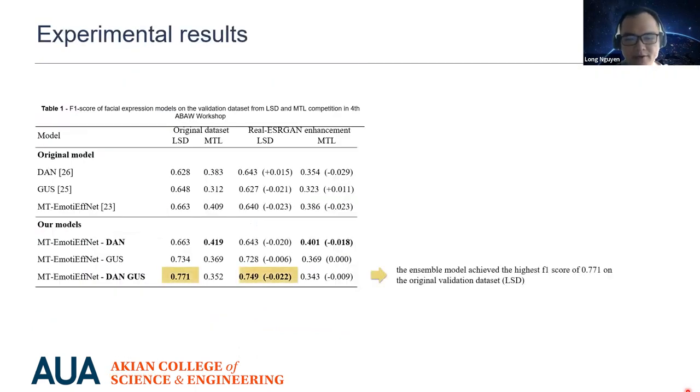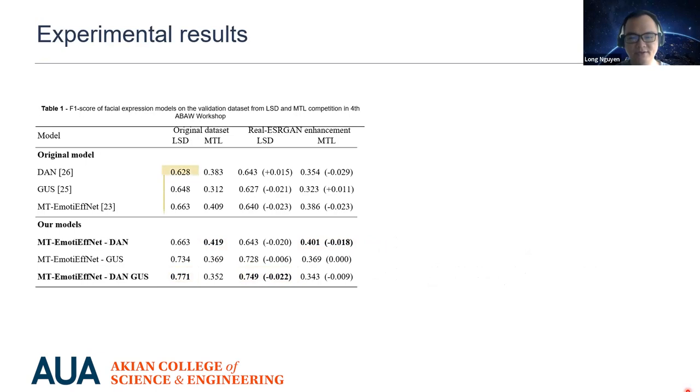So in our results, we find that the best results were achieved by the ensemble models, and in particular the MT-EMOTI-FNES with GERS achieved the highest F1 score of 0.771 on the original validation dataset, and the MT-EMOTI-FNES then achieved the highest F1 score of 0.419 on the MTL dataset.